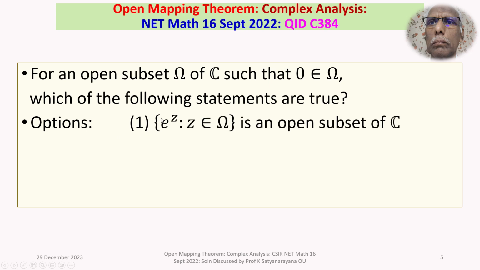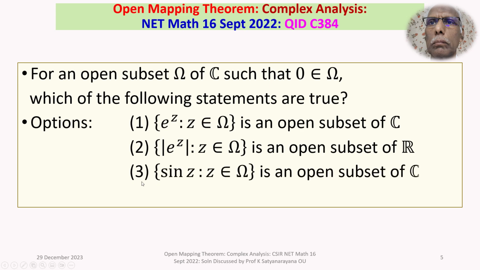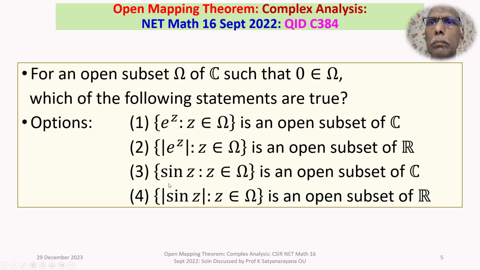Option 1: the set consisting of e^z where z belongs to omega is an open subset of C. Option 2: the set consisting of mod e^z where z belongs to omega is an open subset of R, the set of real numbers. Option 3: the set consisting of sin z, z belongs to omega, is an open subset of C. Option 4: the set consisting of mod sin z, z belongs to omega, is an open subset of R, the set of real numbers.